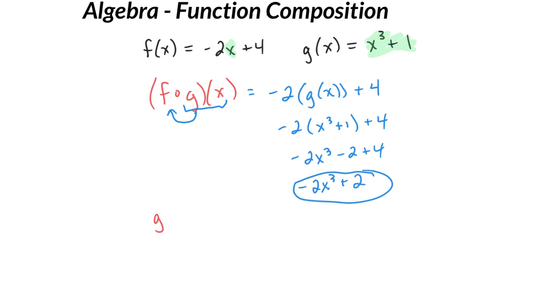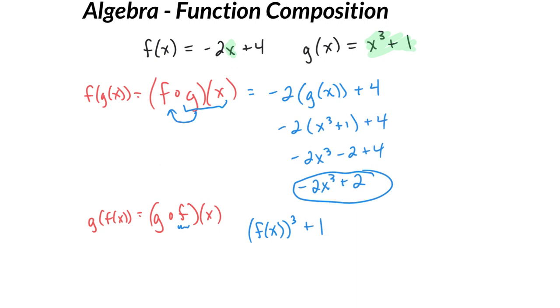Okay? Let's do the other way. Let's say it was g composed with f. And I should just add that this is f of g and that this is g of f. Okay? So now we're going to take the function f and plug that into g. So taking my function f, -2x plus 4, we're going to basically say, all right, we're plugging that into g. So we're going to have the function f cubed plus 1. Again, just taking my function f and plugging that whole thing in for x.